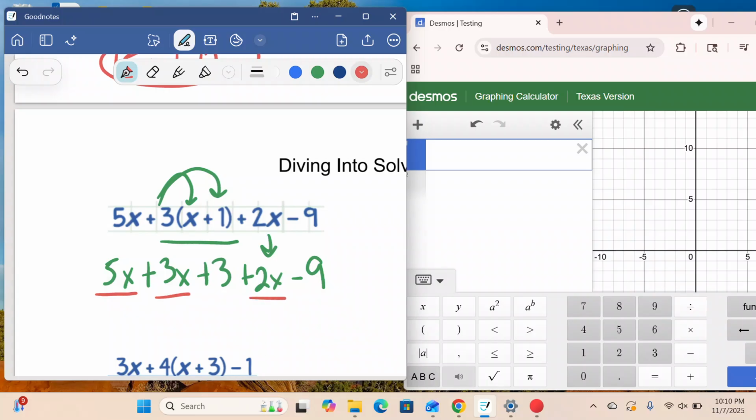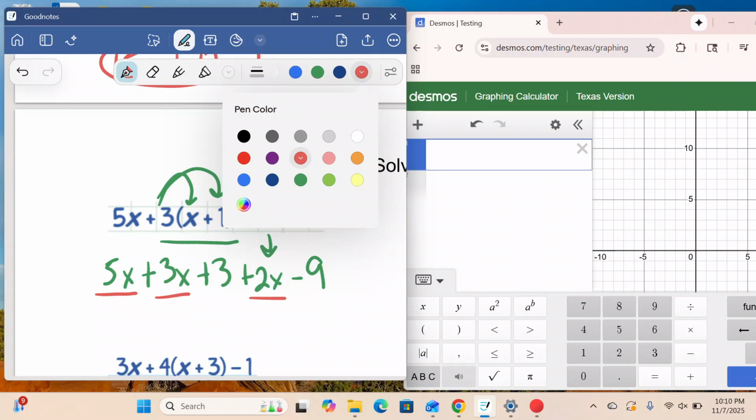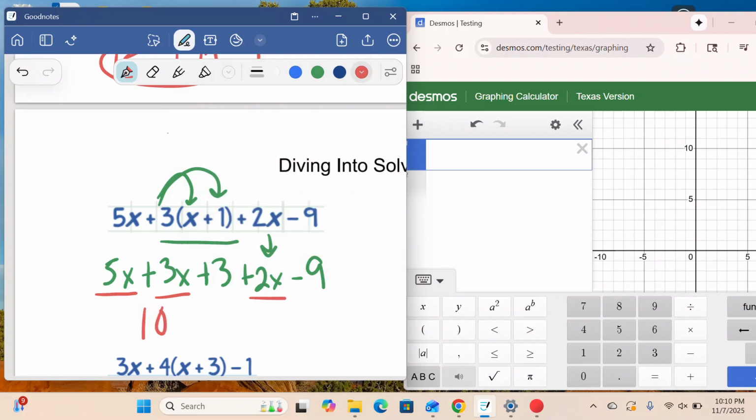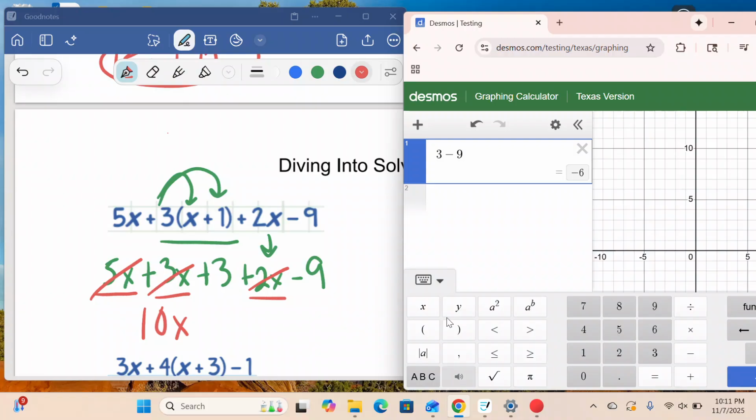And I have a positive 5x. I have a positive 3x. And I have a positive 2x. So I have 5x's plus 3x's plus 2x's, which is like 5 chickens plus 3 chickens plus 2 chickens. You have 10 chickens, which is the same thing as saying 10x. So let me switch that. 10x. So now I can get rid of the x's, and I have a positive 3 and a negative 9. I don't know how to add positive 3 and a negative 9. All I have to do is put it in decimals, 3 minus 9. And that gives me a negative 6.